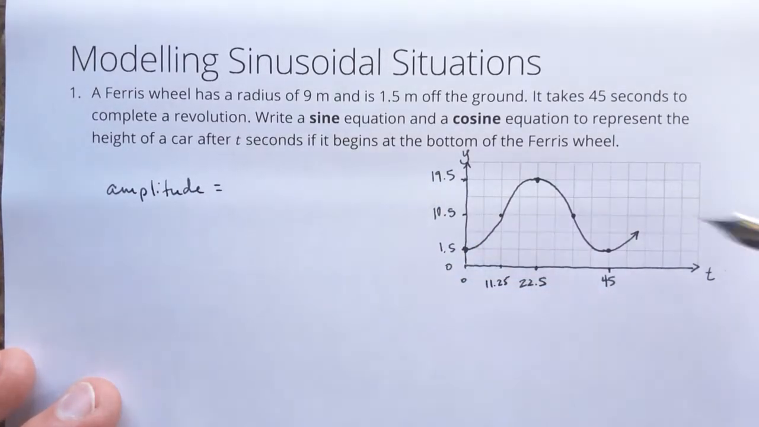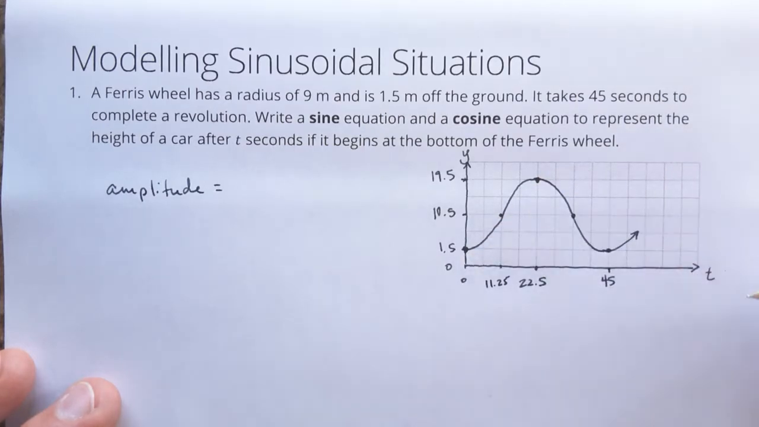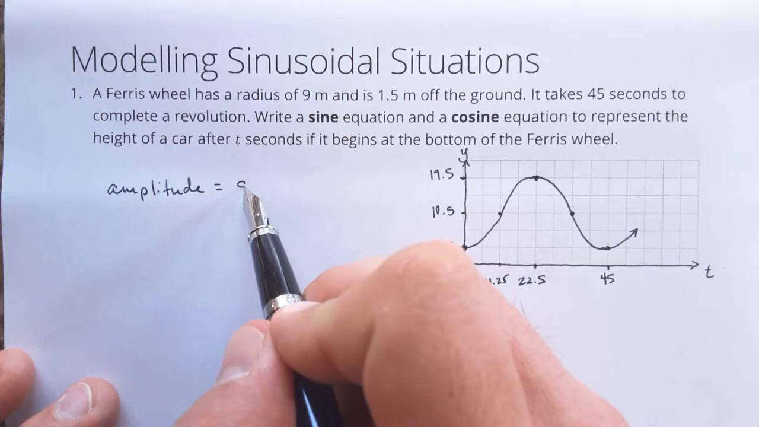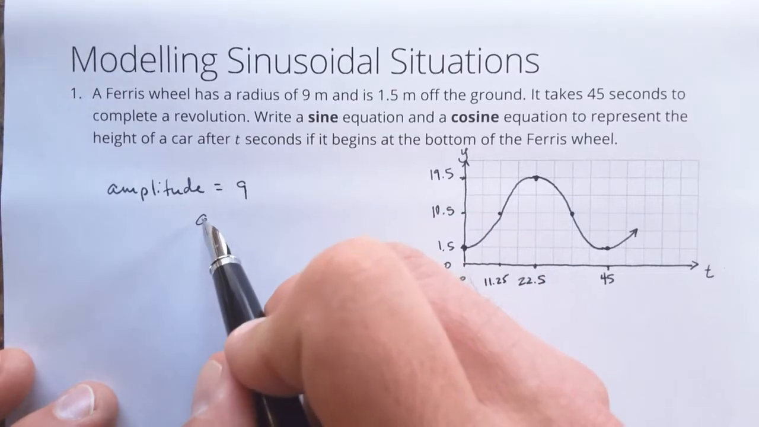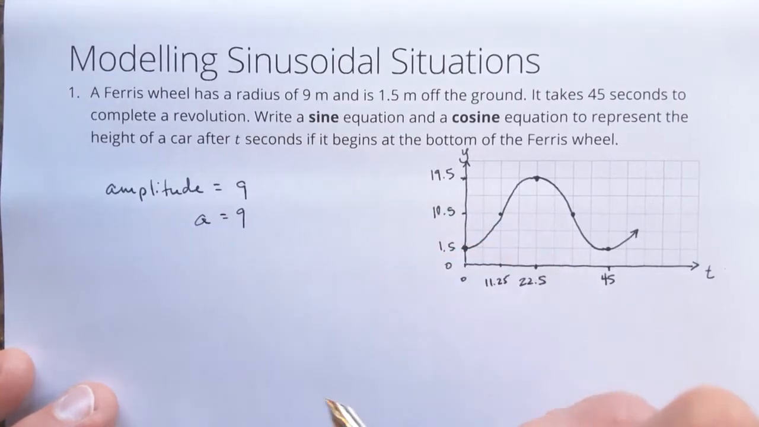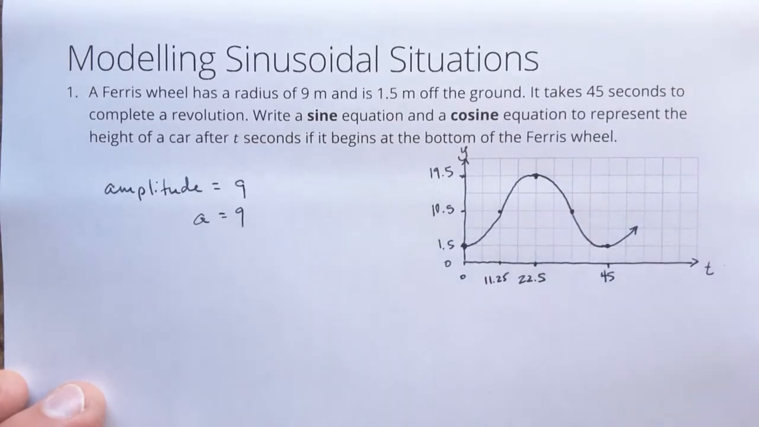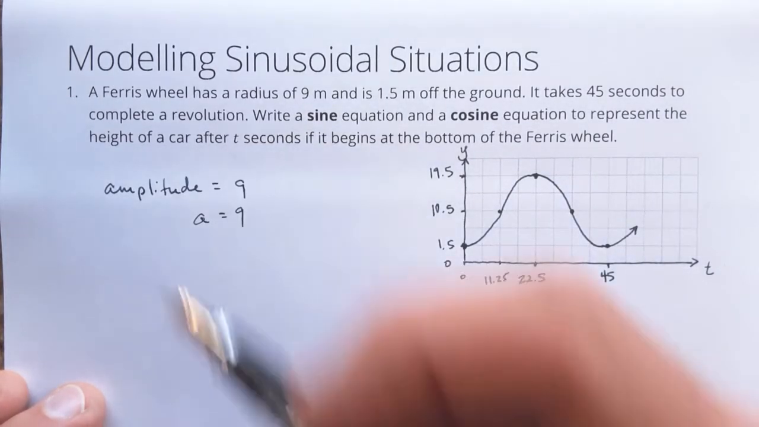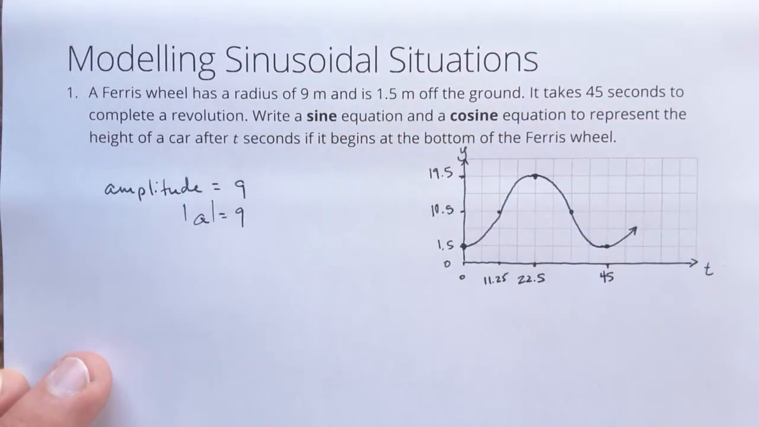Now the amplitude you can calculate using 19.5 and 1.5, subtracting and then dividing by 2. But you're just going to get 9, which is the radius of the Ferris wheel. So I can figure that one out without having to do any of that math, just because I understand that 9 is half of the difference between the top and bottom already. And that's going to be our a value. Possibly a will be negative, so let's put absolute value brackets around that.